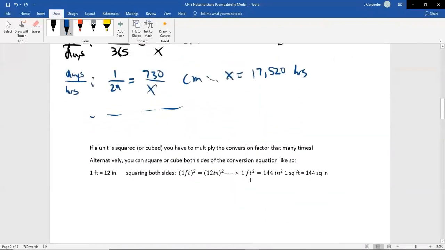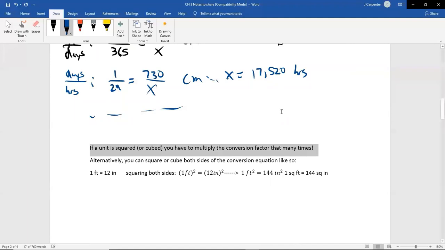So next thing, what if a unit is squared or cubed? What if you need to convert from feet squared to inches squared, or from cubic feet to cubic inches? Because if we're talking about, say, the perimeter of a room or the volume of a box or a sphere, then your units are not just in feet or inches. They're in square feet if we're talking about a perimeter, or in cubic feet if we're talking about a volume.